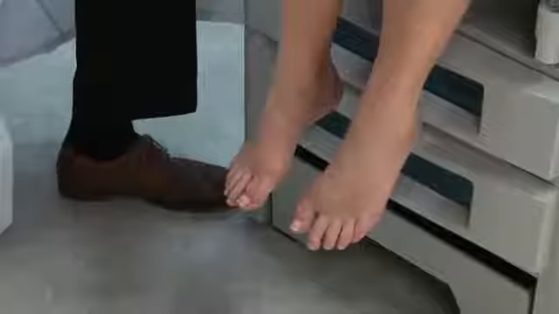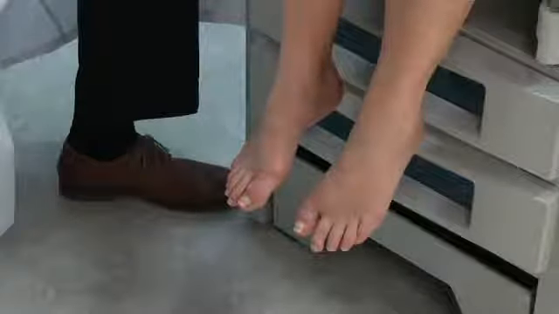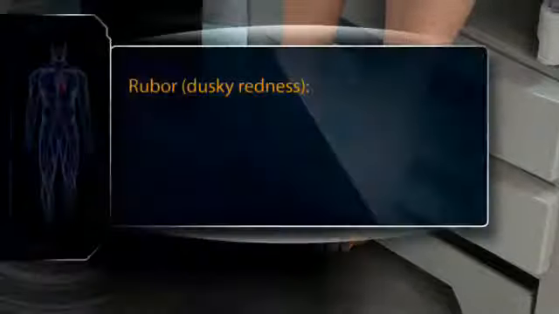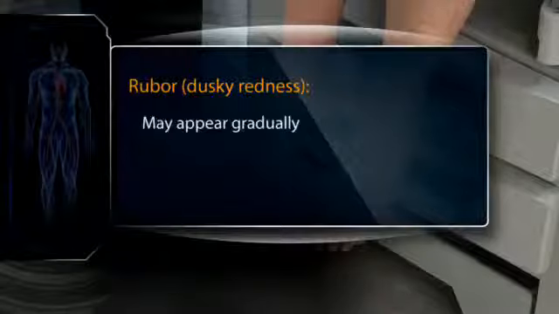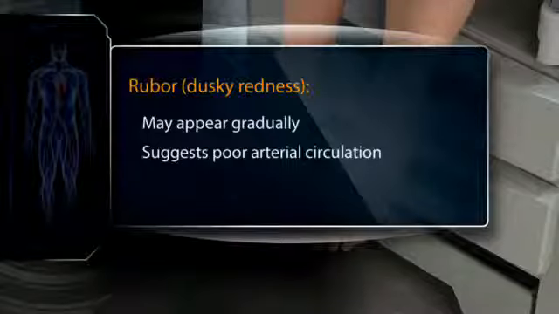In lighter-skinned patients, pinking of the skin is easily seen. Rubor or dusky redness, which may appear gradually in dependent feet, suggests poor arterial circulation.